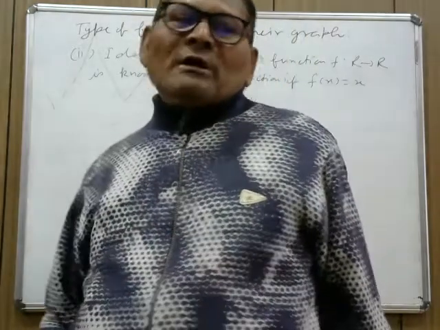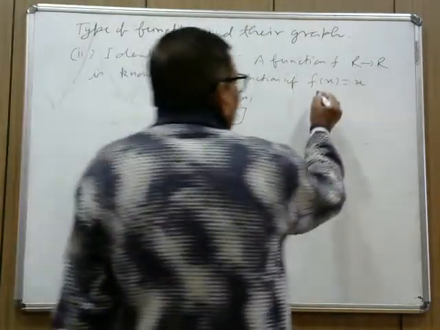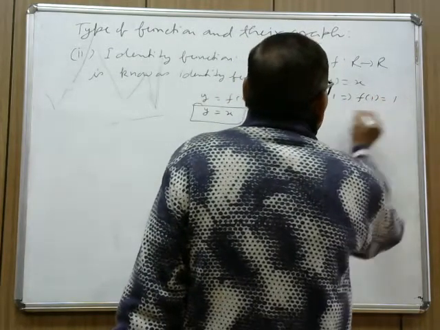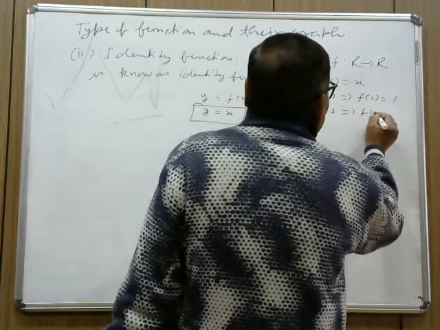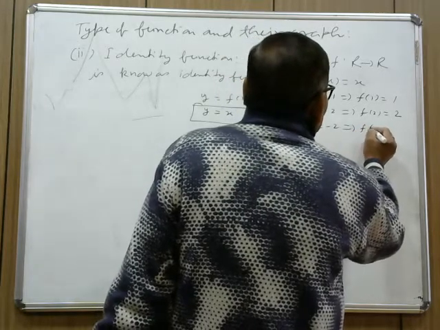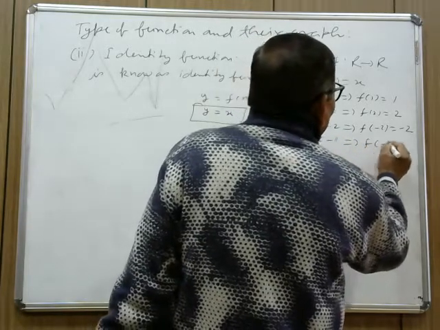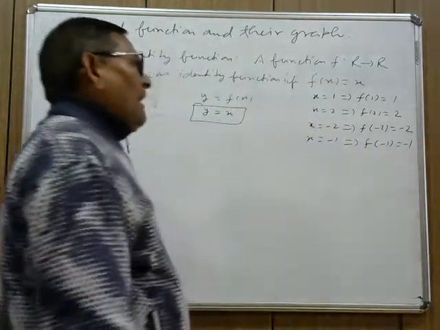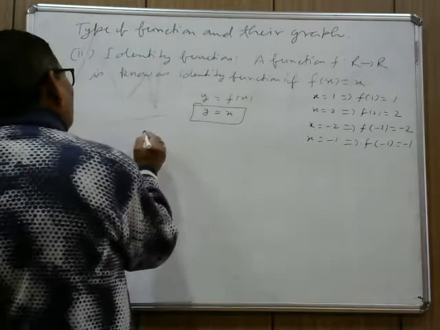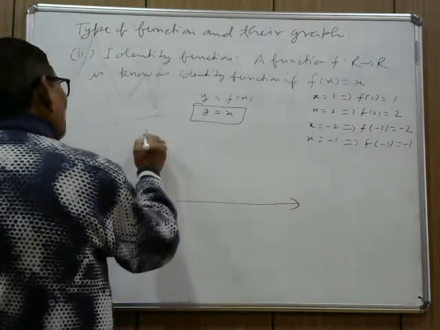When you take x is equal to 1, then f(1) is 1. X is 2 implies f(2) is 2. X is minus 2 implies f(minus 2) is minus 2. X is equal to minus 1 implies f(minus 1) is minus 1. So x and f(x) have the same value. So when you plot the graph of this identity function, you find your graph is as follows.